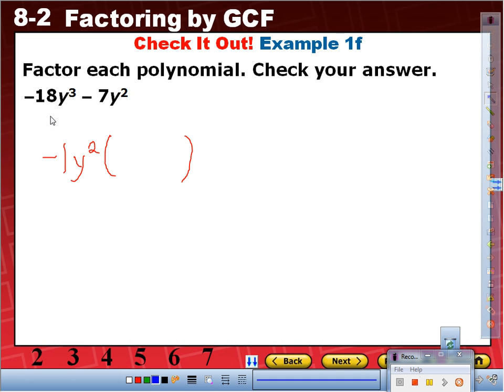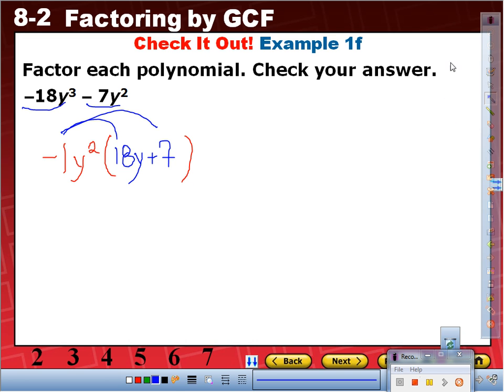Let's see. Negative 18 divided by negative 1 is positive 18. Y cubed divided by y squared is y. Negative 7 divided by negative 1 is positive 7. Y squared divided by y squared is 1, and 1 times 7 is 7. And to check it, of course, we know that we need to distribute, and we should get this. And if you got that by yourself. Okay? All right, so let's start having some fun.